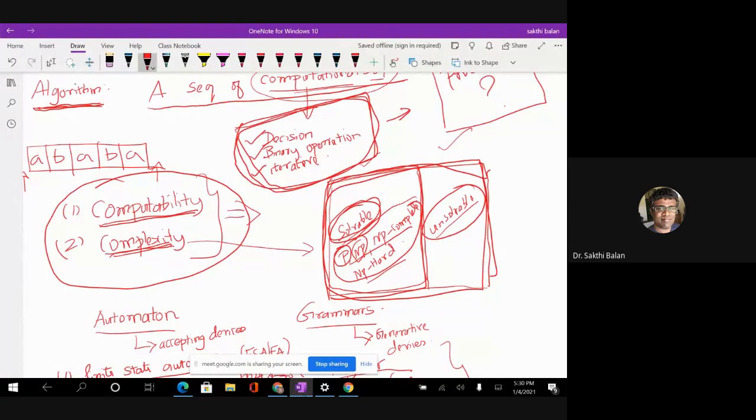But when we are looking at solvability, that is computability, we will be looking at various kinds of abstract machines. The abstract machines are of two types: one is called the automaton, and the other is called a grammar. In the next part of this class, we will look at the types of automata and the types of grammars.